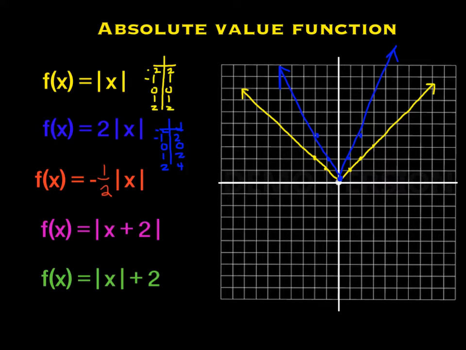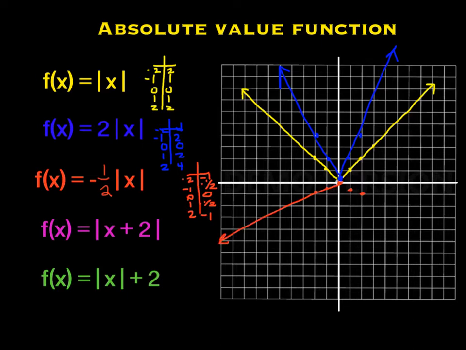Okay, let's look at the next one. So -2, -1, 0, 1, and 2. Absolute value of 0 times -1/2. Absolute value of 1 times -1/2. Absolute value of 2 times -1/2. Absolute value of -1 times -1/2. Absolute value of -2 times -1/2. So let's plot these. -1, -1/2. We're going to be making a lot of tables this year, so get used to tables.